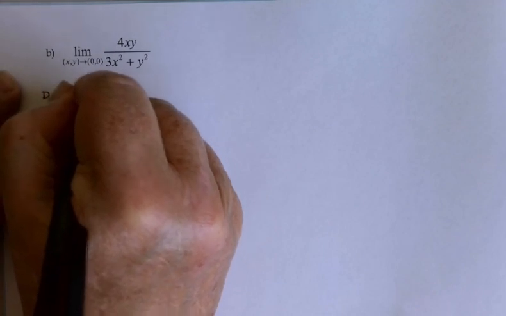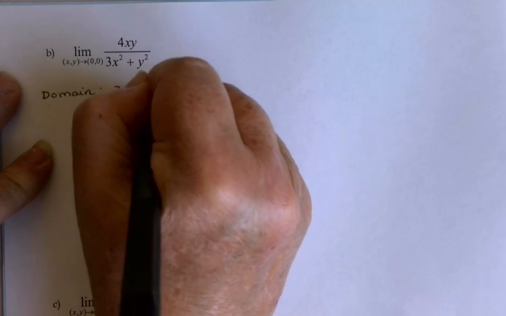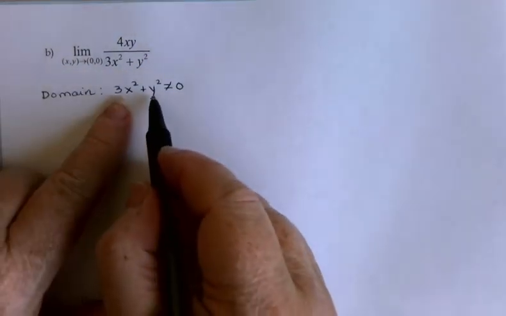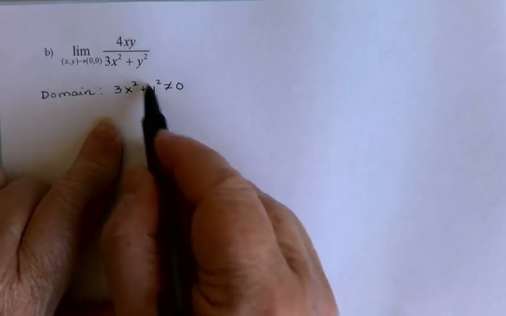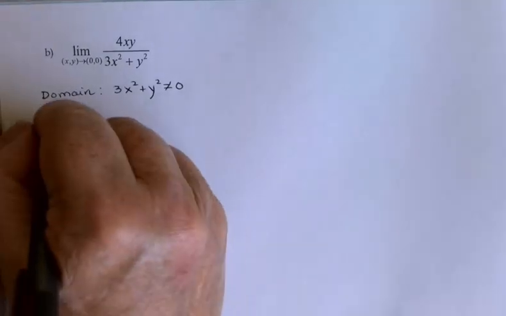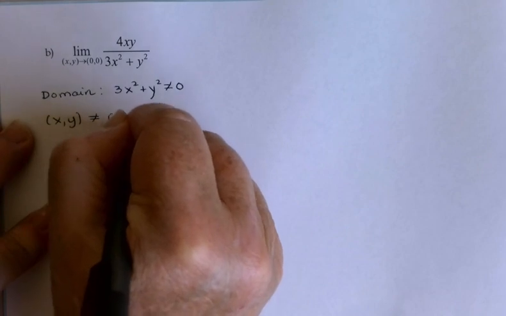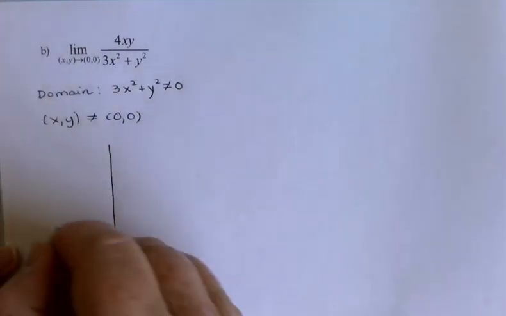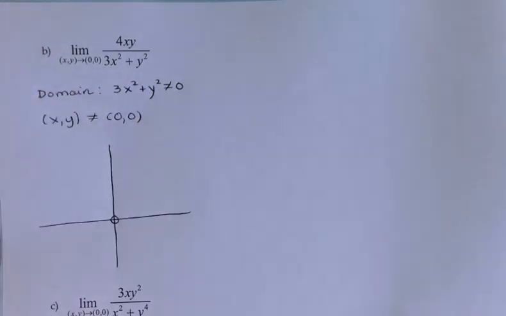On my domain, 3x squared plus y squared can't equal 0. And again, since those are both perfect squares, unless they're both 0, this is going to turn out positive. So the only bad point would be 0, 0. It's the only thing that'll make 0 in the denominator. So I've got that missing point again, and my domain would be everything else.